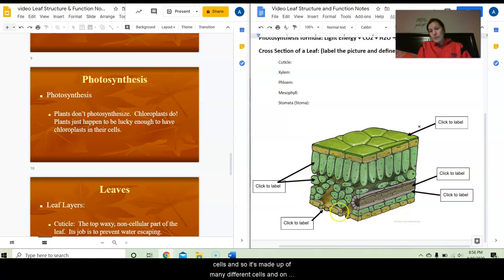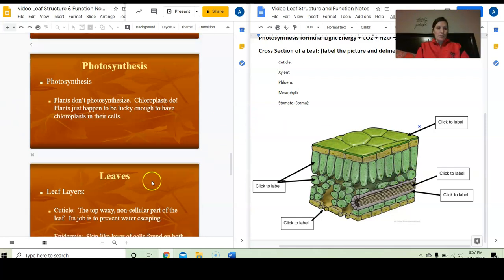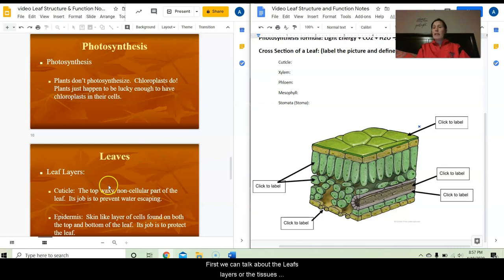And so it's made up of many different cells, and on the bottom, each one of these little things is a cell, and then you've got the green little blocks or circles or columns. Those are each cells. And remember, when you put cells together, you get tissue. So this layer is a tissue. This layer is a tissue. This bottom layer is a tissue. And then remember, when you put tissue plus tissue plus tissue together, then you get an organ. So a leaf is actually an organ of a plant, like your heart or your stomach. It is an organ because it's made up of tissues. All right, so first we're going to talk about the leaf layers or the tissues.